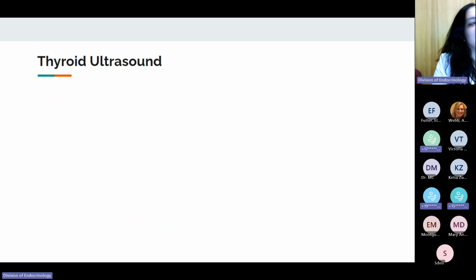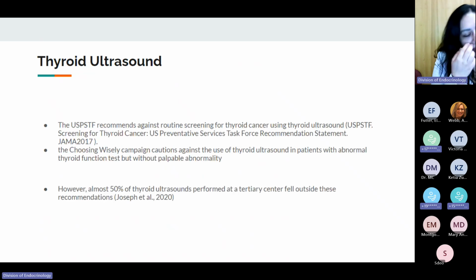Thyroid ultrasound is another area where we've made some improvements in quality care. The USPSTF has recommended against routine screening for thyroid cancer using thyroid ultrasound, and Choosing Wisely recommends against ordering thyroid ultrasounds in patients with abnormal thyroid function but no palpable abnormality on exam. However, a study of tertiary care centers in 2020 found that almost half of thyroid ultrasounds were performed for the reasons mentioned above, so not for any proven indication. This is another area where we could potentially improve.